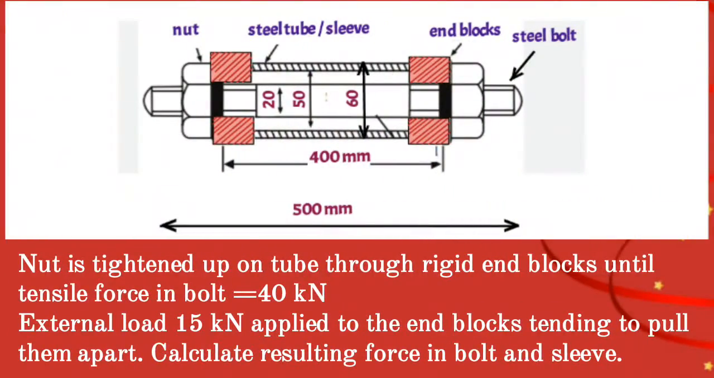Given question: a nut is tightened up on the tube through rigid end blocks until tensile force in bolt is equal to 40 kN. External load of 15 kN is applied to the end blocks tending to pull them apart. Calculate resulting force in the bolt and sleeve.